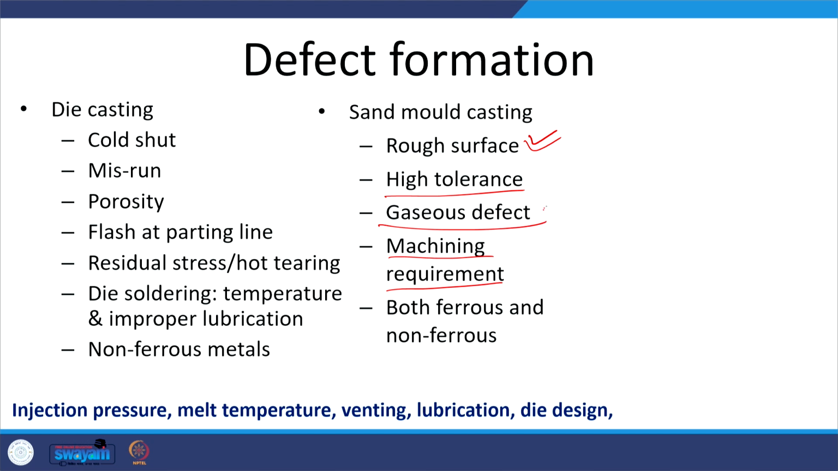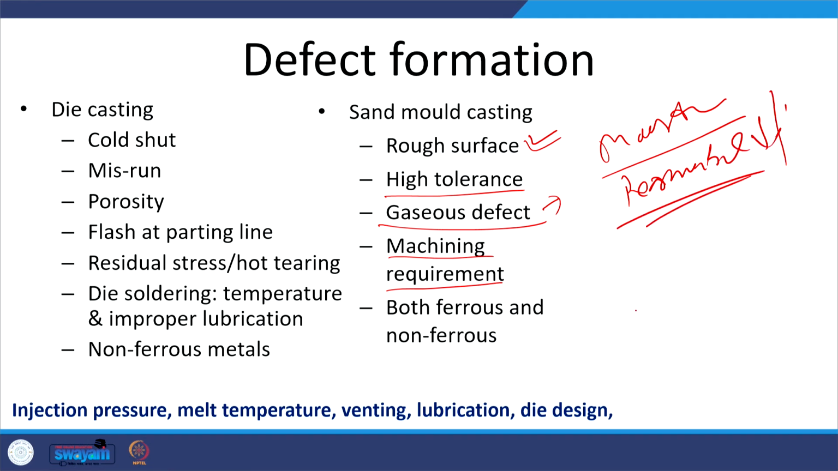Gaseous defect formation tendency is particularly encouraged if the moisture content is very high, or the binder and additives create a lot of fumes and vapors due to interaction with the molten metal, then those will promote the gaseous defects. At the same time, if the permeability of the mold is also low, then that will promote gaseous defects. Okay. So, the causes for gaseous defects in the two processes are completely different. Here, gaseous defects in the form of porosity in die casting are observed due to the shorter solidification time.